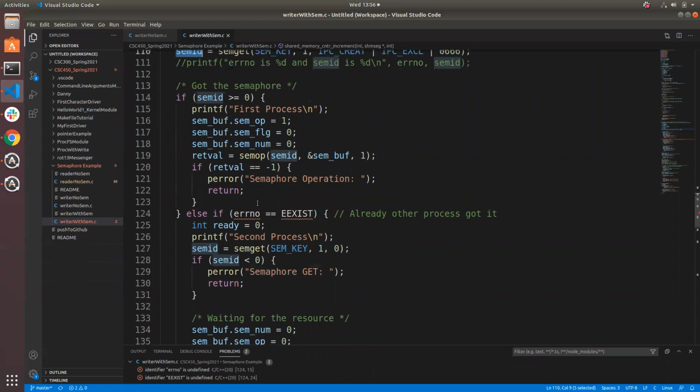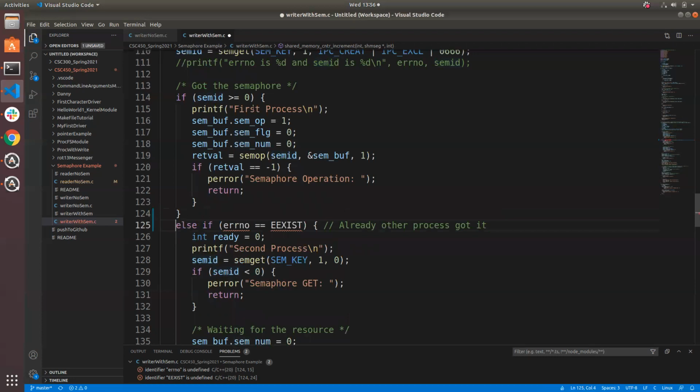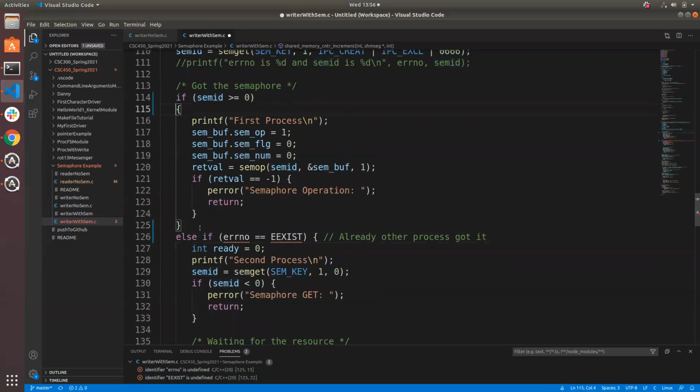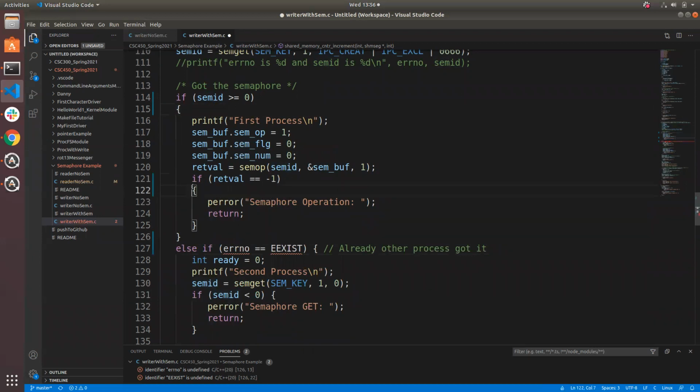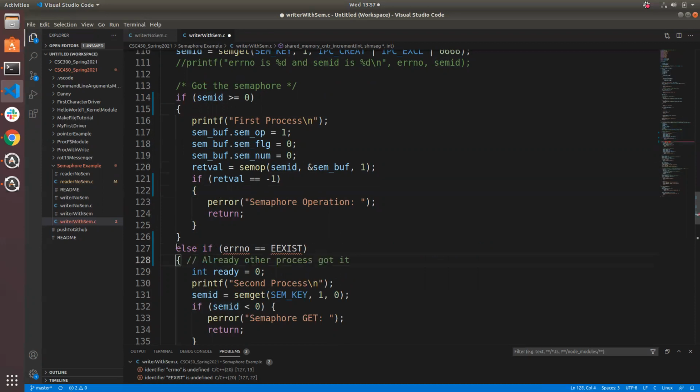All right, so I'm going to fix the formatting a little bit as we go through this. Bad things happen with our semaphore. What's this else here? This else here says that somebody else already has that process, or some other process already has the semaphore. They already have the resource.